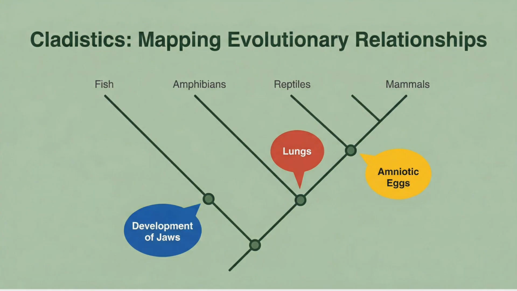Cladistics maps evolutionary relationships by tracing branching points where key innovations arose, and the tree here shows how features like the development of jaws, lungs, and amniotic eggs mark divergences that define major groups. Reading these nodes helps us understand which species share common ancestry and which traits unite whole clades.